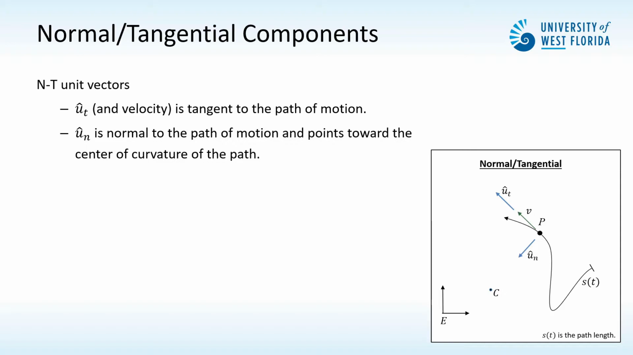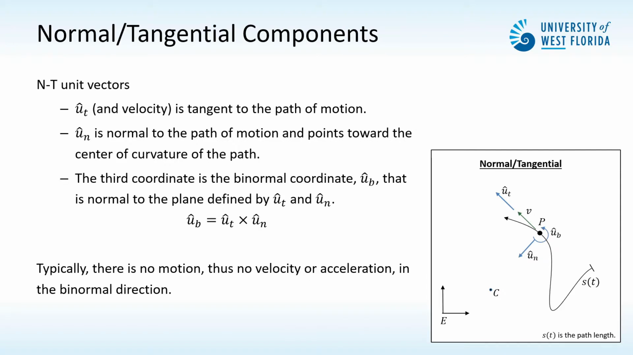The normal unit vector is called un. It points normal to the path of motion and toward the center of curvature of the path, shown here as c. The third component is the binormal unit vector, ub. This is normal to the plane defined by ut and un, such that ub equals ut cross un. So in the picture shown, ub is coming out of the screen. Typically, there's no motion and thus no velocity or acceleration in the binormal direction.